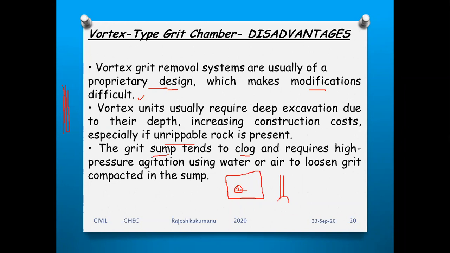In the same way, in the sump, whatever material has accumulated requires high agitation pressure, thereby either with water or air it will be loosened and removed from the sump. So this is a disadvantage in this vortex type of chamber.